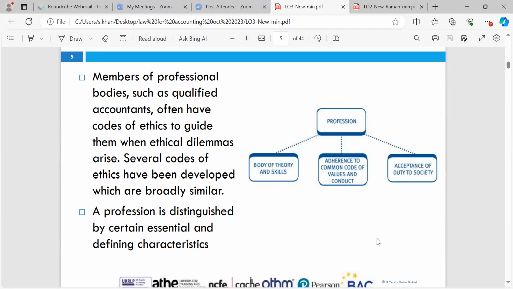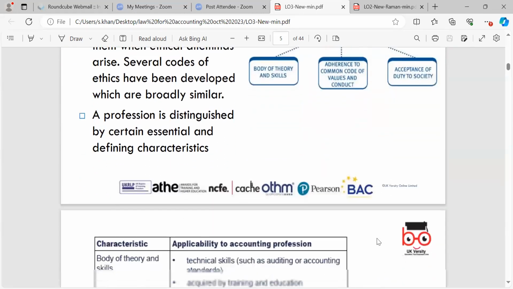Several codes of ethics have been developed which are broadly similar. A profession is distinguished by certain essential defining characteristics: the body of theory and skills, the adherence to a common code of values and conduct, and the acceptance of duty to society.